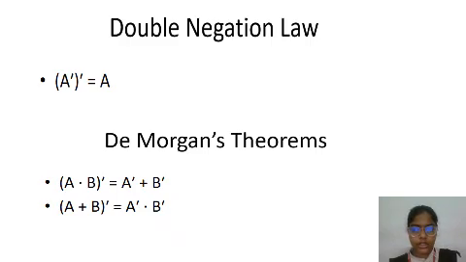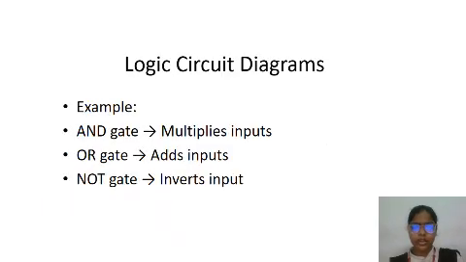The next one is De Morgan's theorem. A into B whole complement is equal to A complement plus B complement. And the next one is A plus B whole complement is equal to A complement into B complement. Here are some logic gate diagrams. For example, AND gate multiplies inputs, OR gate adds inputs, and NOT gate inverts inputs.